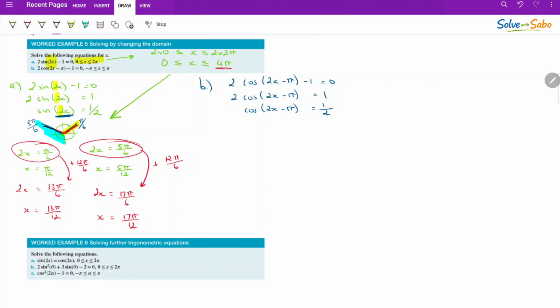Now, we still do our circle like we did before, and we're going to be looking at where is cos a half, but my domain was negative pi to positive pi. So I'm going to do that over here. Negative pi to positive pi. Now, the transformation I'm looking at is multiply by 2 and subtract pi. Now, let's not overthink it. Think about our order of operations. We need to do the multiply before we do the subtract.